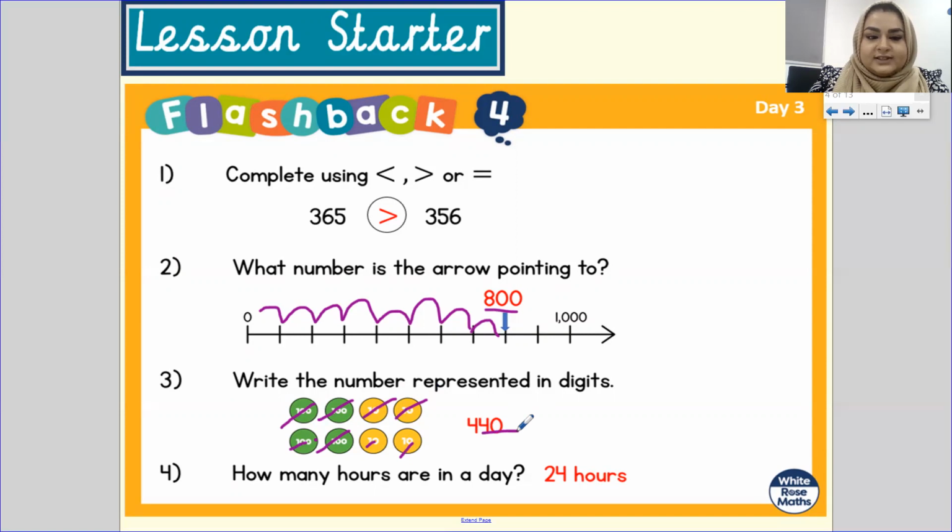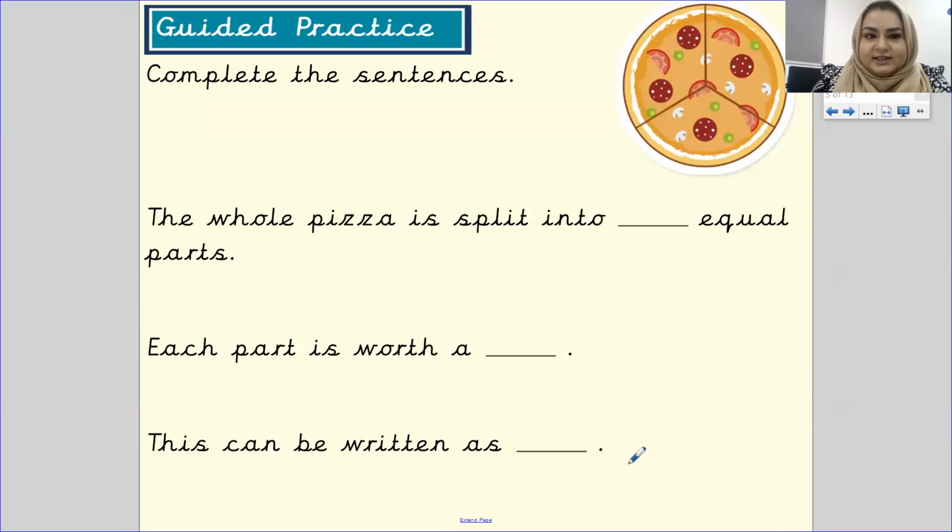Then number 4 is how many hours are in a day? And we know in a day there are 24 hours. So if you've got these answers, well done. Now, guided practice number 1, complete the sentences.